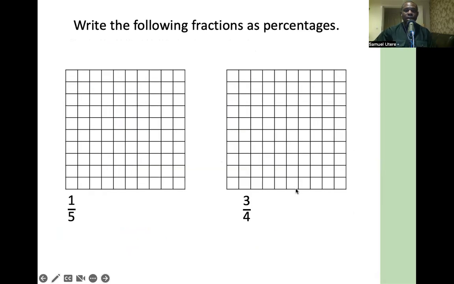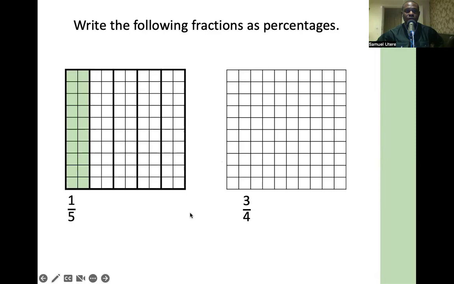What about this? How would you write the following fractions as percentages? Remember, a fifth means you split the 100 squares into 5 equal parts. So fifth means 20 hundredths. Now, you remember what percentage means? It is out of 100. So a fifth will be 20%, which is the same thing as 2/10.